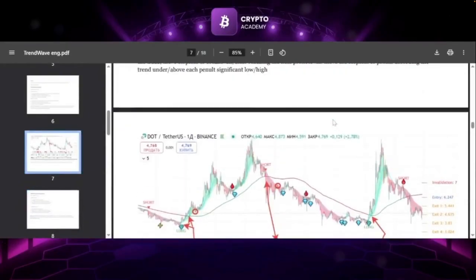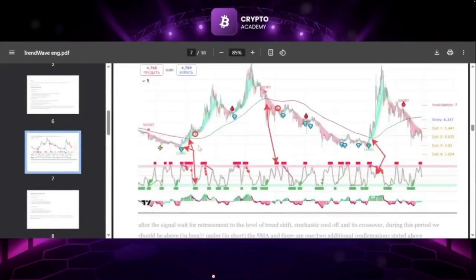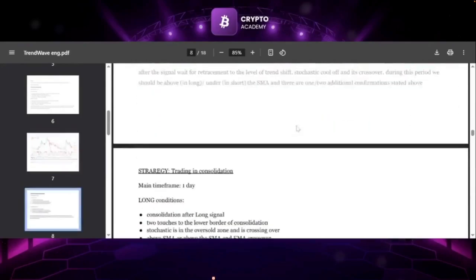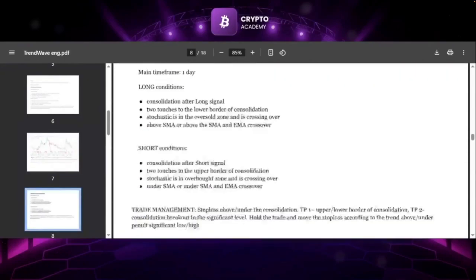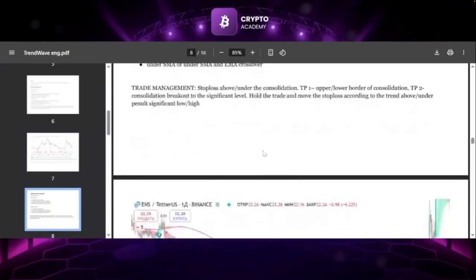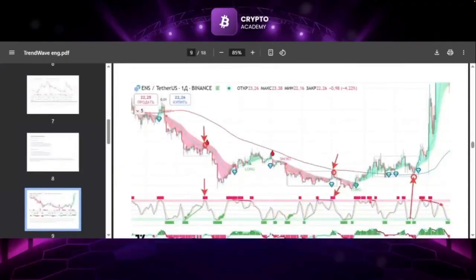So, please follow the instructions and understand how it works on examples, and try trading on a demo account before you trade on a real account.